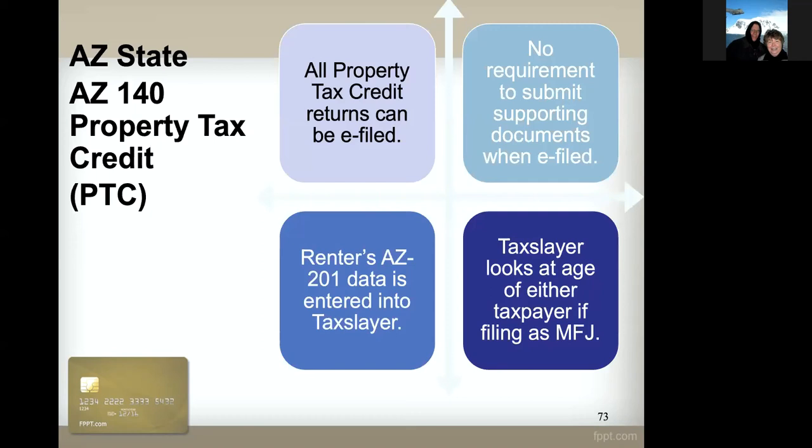The nice thing about the property tax credit is now it can all be e-filed. When I started, it had to be a paper file. You don't have to submit the supporting documents when it's e-filed. And the taxpayer looks at the age of either taxpayer. And the Arizona 201 form, that's for renters. That data, we pipe that into the software.